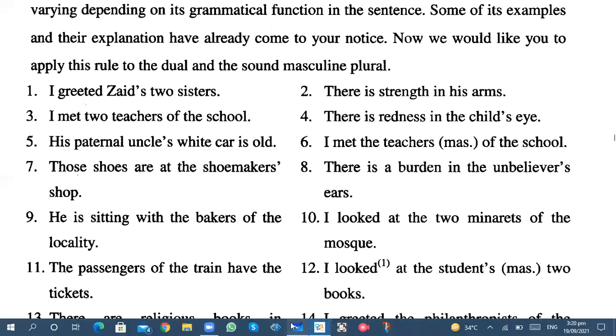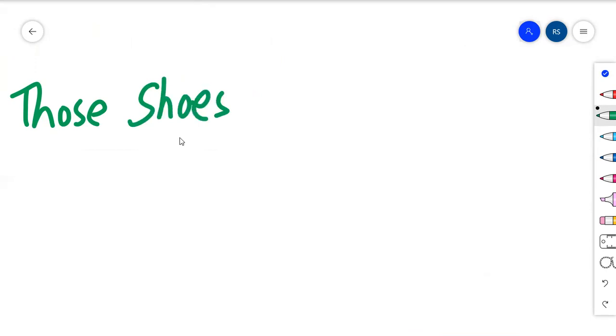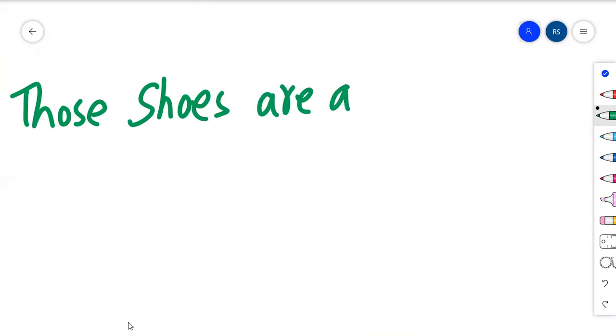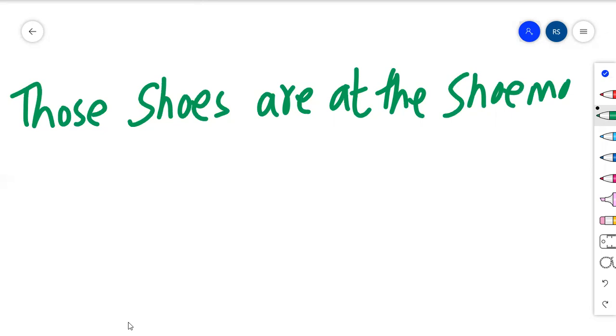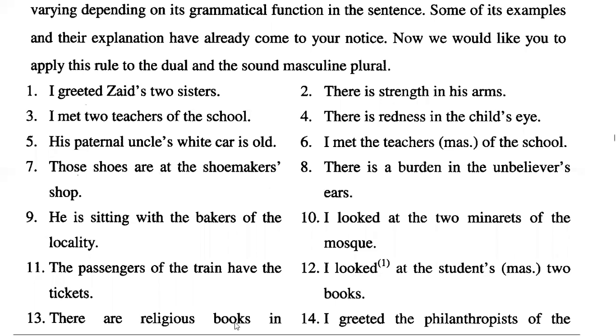Let me do this one on the whiteboard. Okay, then it will become easy. Dukan is mudaf. What is the sentence in English? Those shoes are at the shoemaker's shop. Shop. And this is the sentence.